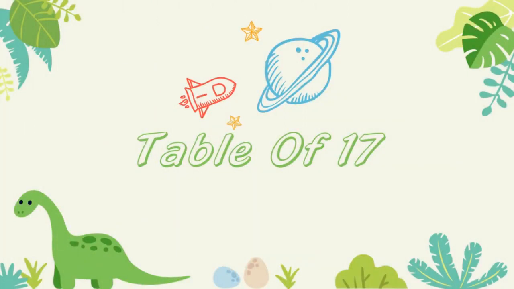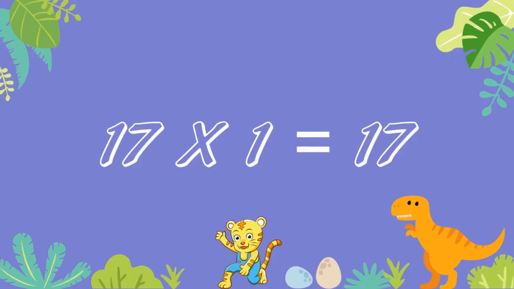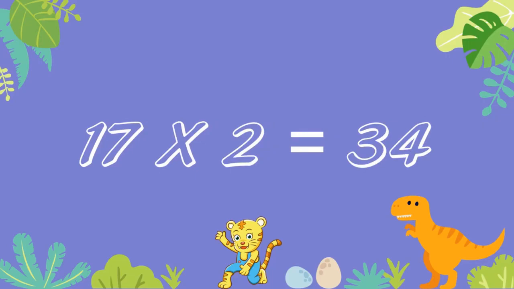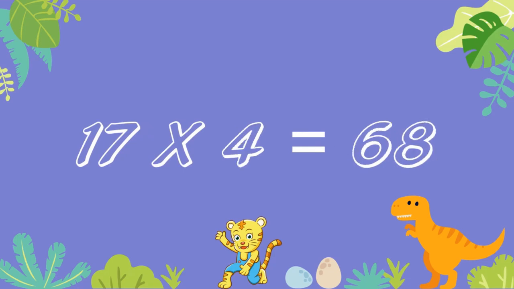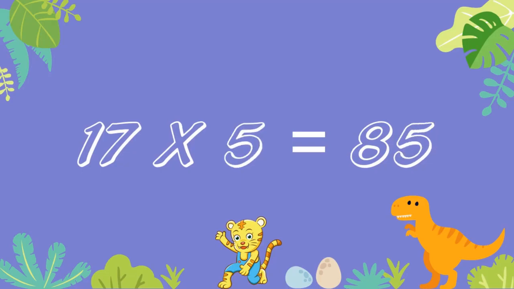Table of 17. 17 ones are 17. 17 twos are 34. 17 threes are 51. 17 fours are 68. 17 fives are 85.